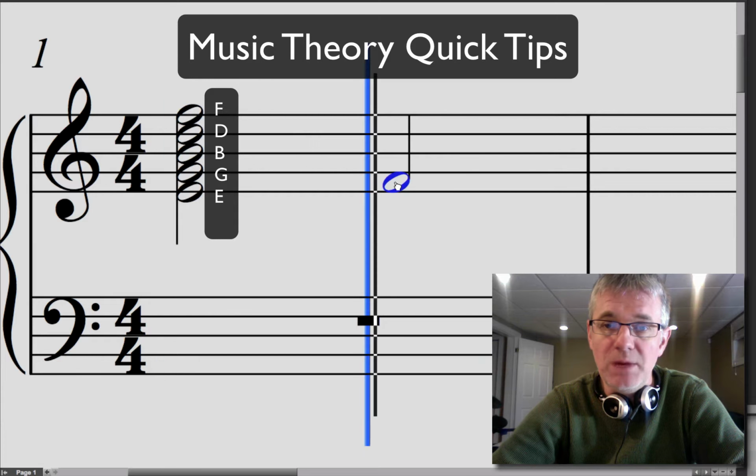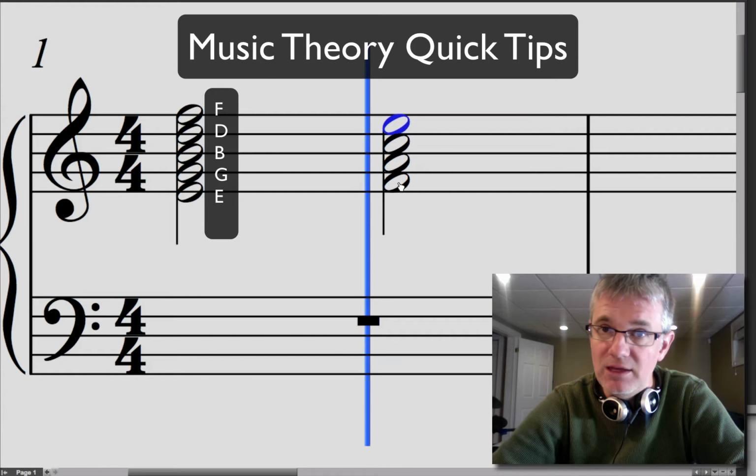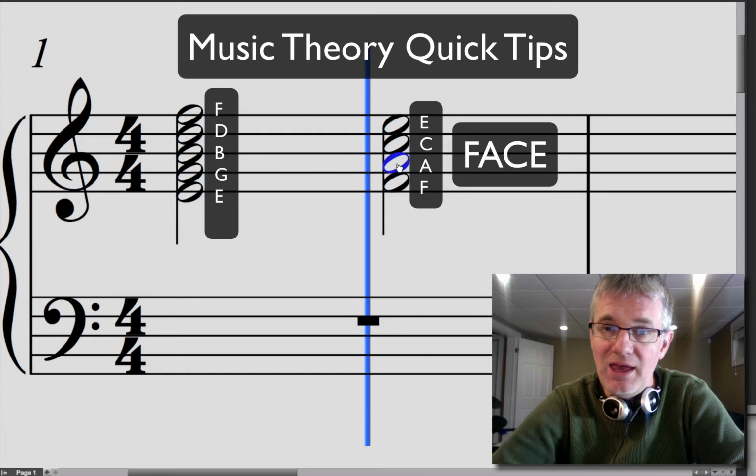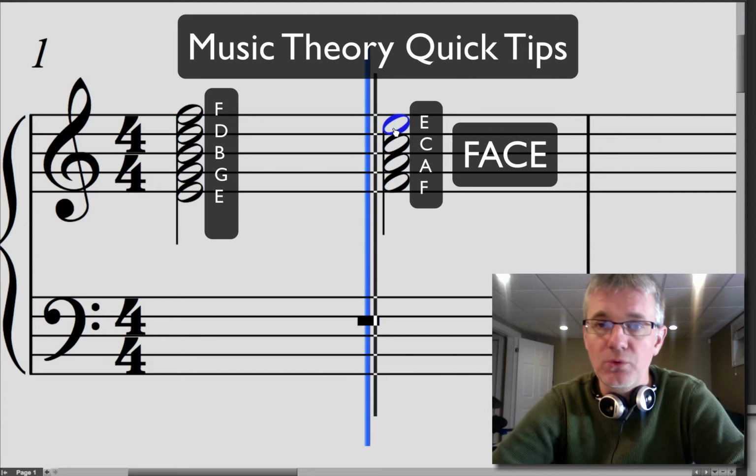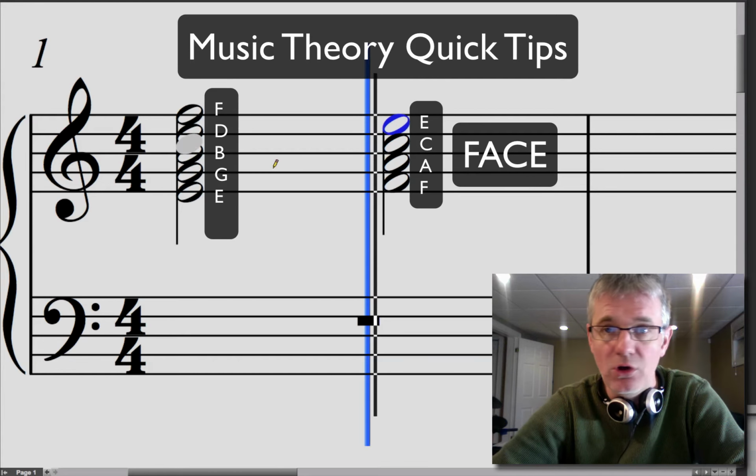Now there's also spaces, and those are the 4 spaces between the 5 lines, and they each have a name as well. And each one of those letters spell the word face. F, A, C, E. So those 4 never change as well. These are always the same.